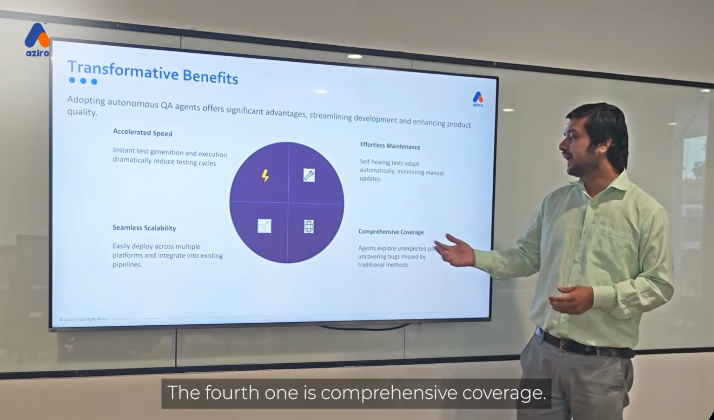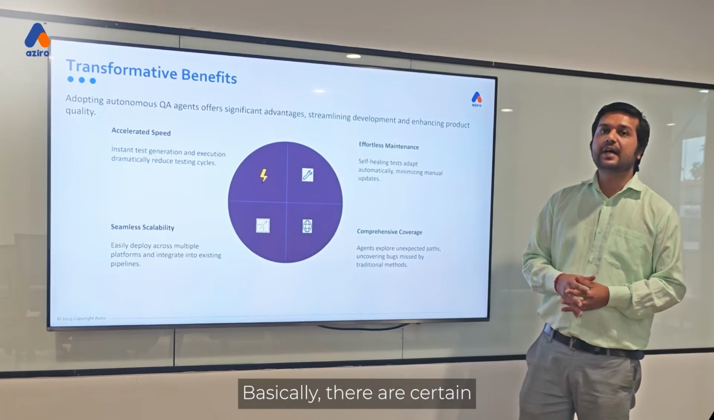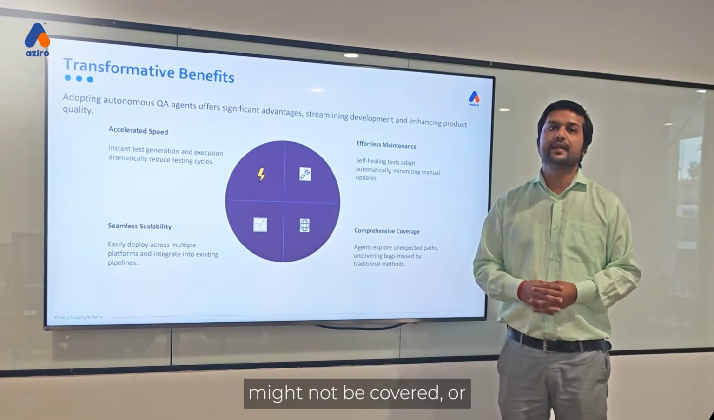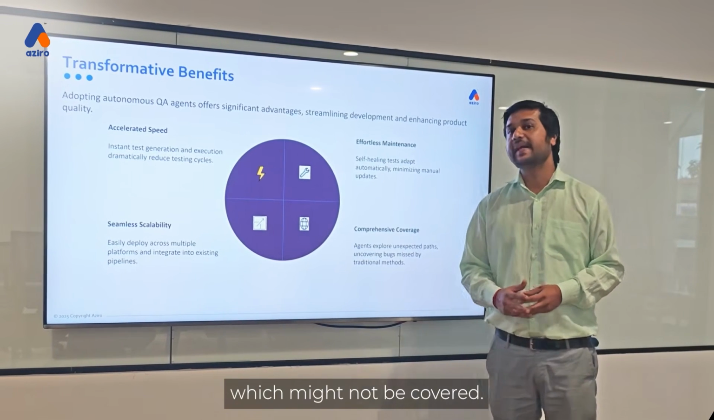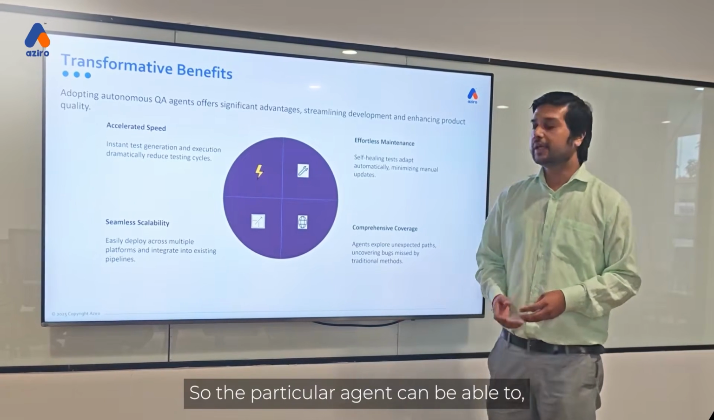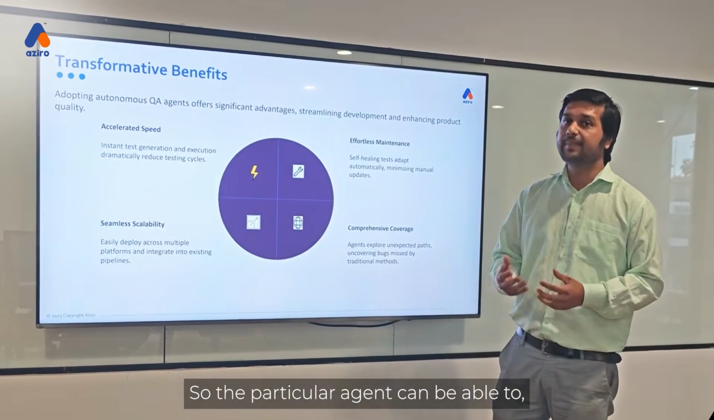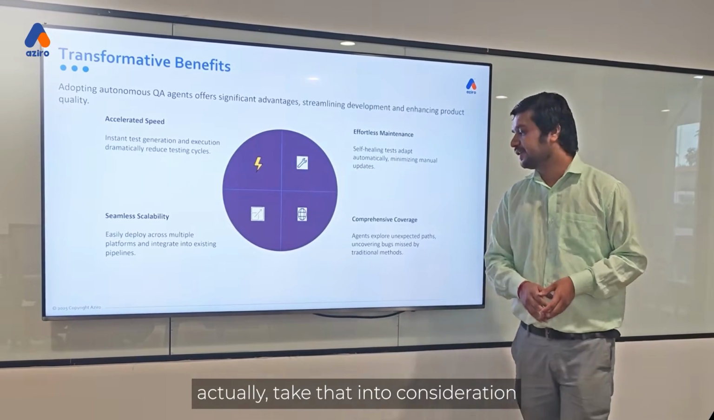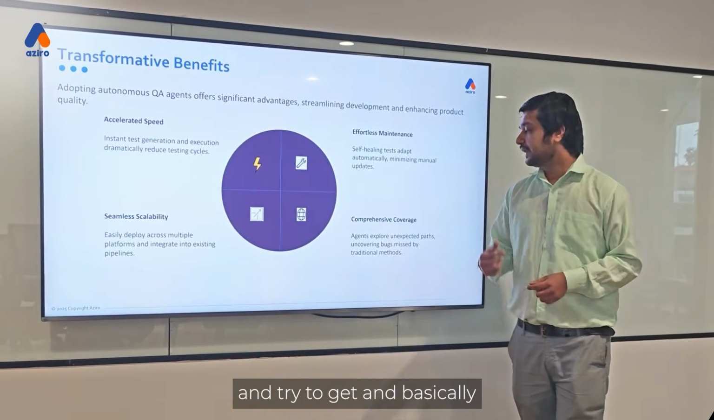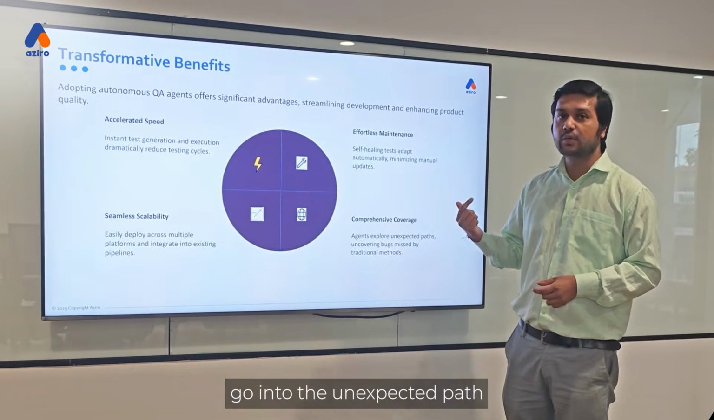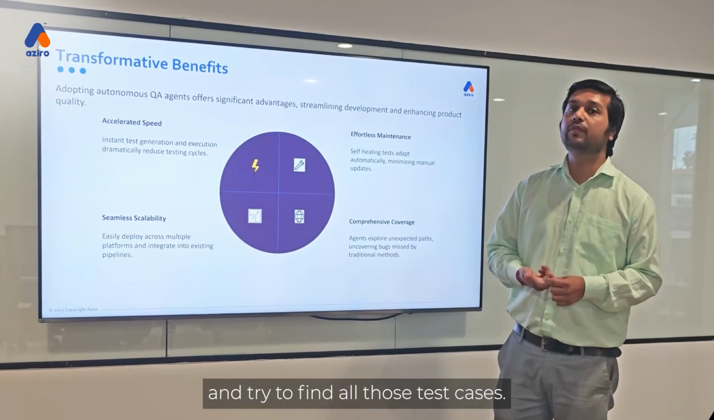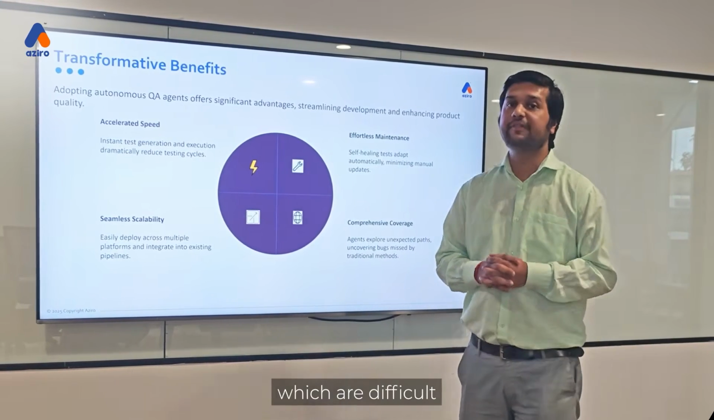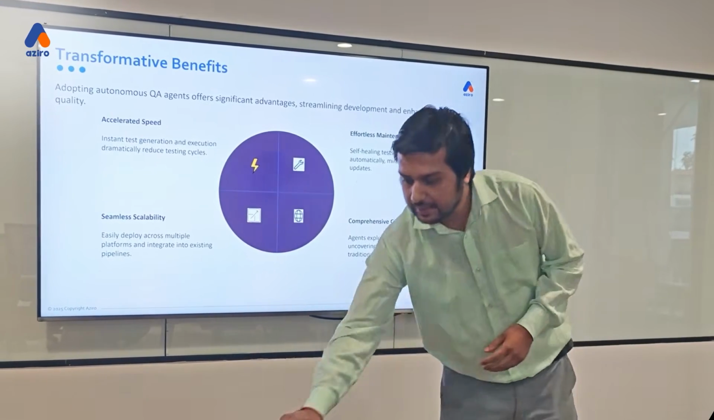The fourth one is comprehensive coverage. Basically, as I said, certain test cases might not be covered, or there can be certain corner cases which might not be covered. So the agent can take that into consideration, go down the unexpected paths, and try to find all those test cases, like the corner cases which are difficult for humans to find.